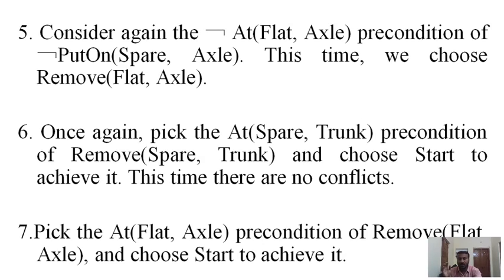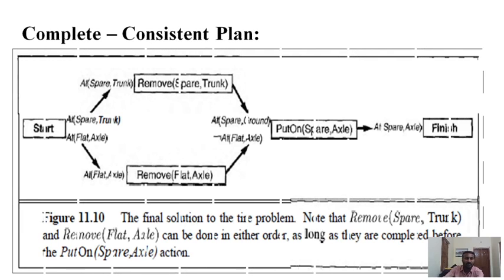So after removing the punctured tire from the axle, we can start our action to achieve the goal. We are preparing that, and then finally we attach it and leave overnight. So that is the complete consistent diagram given here. To start, we can go in two directions: remove the spare from the trunk or remove the flat tire from the axle, and after these are done, we are prepared to put on spare, axle, and finally we achieve the goal.